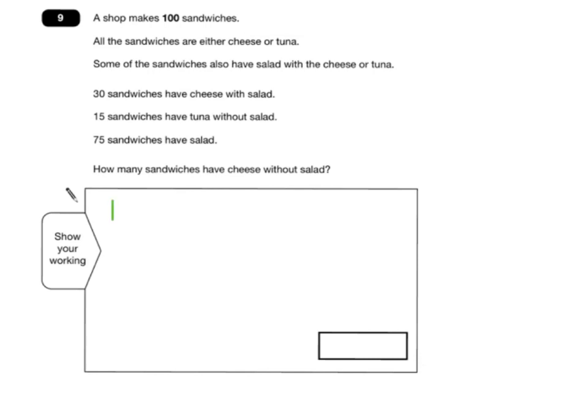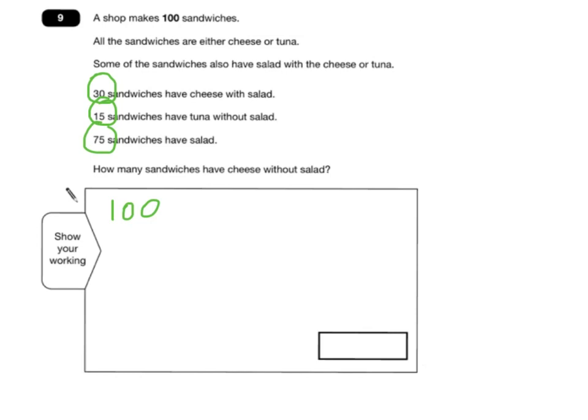Okay, a shop makes 100 sandwiches. Some are cheese and some are tuna, and some have salad and some don't. So, let's look at the facts. There are 100 sandwiches, 30 have cheese with salad, 15 have tuna without salad, and 75 in total have salad.